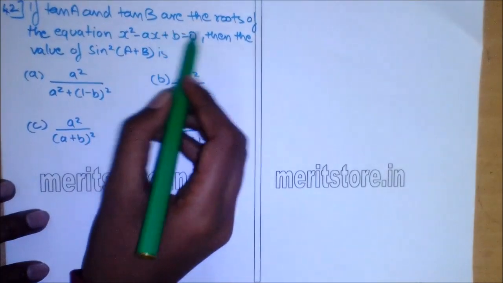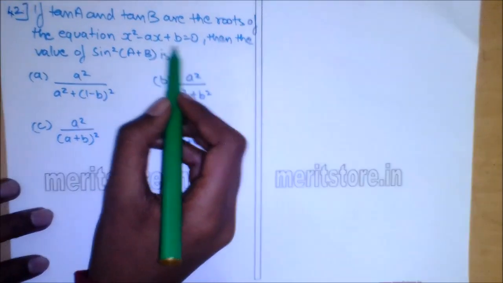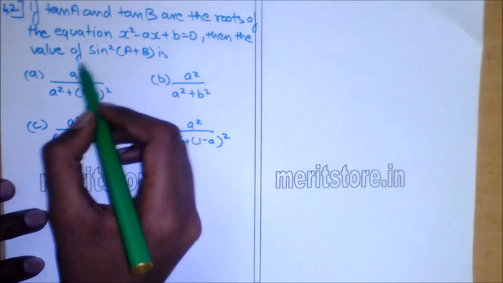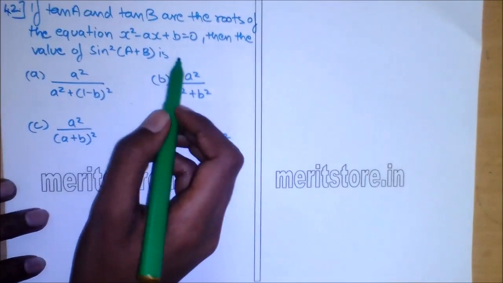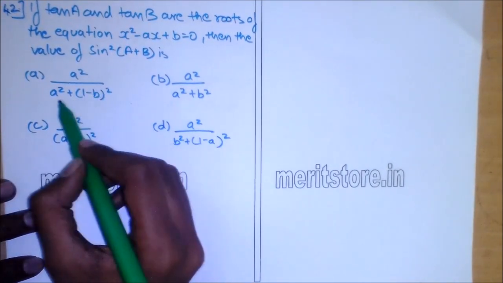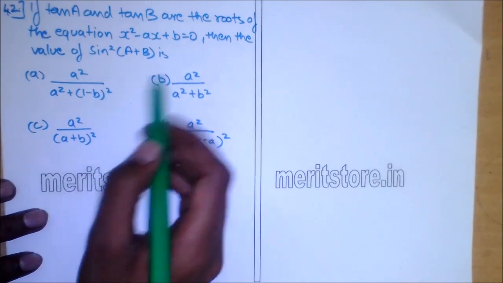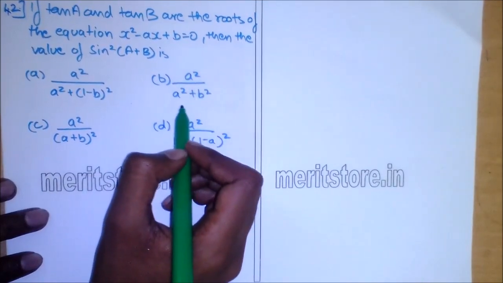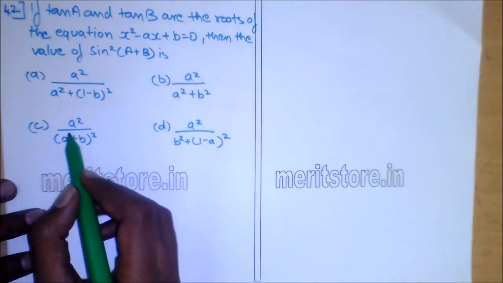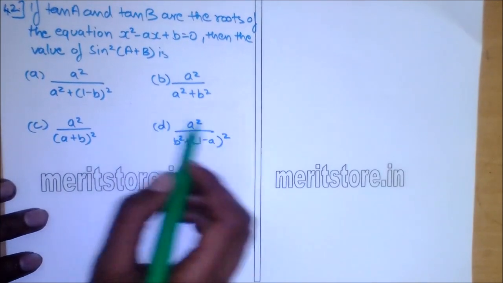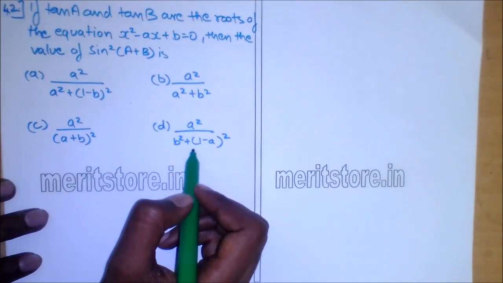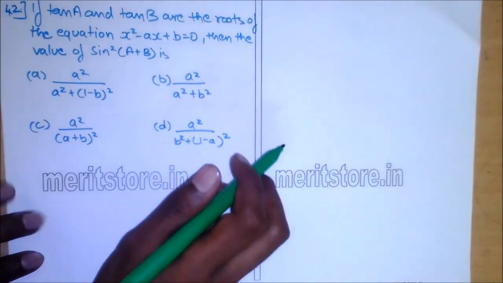If tan A and tan B are the roots of the equation x square minus ax plus b equals 0, then the value of sin square (A plus B) is: the options are a square by a square plus 1 minus b the whole square, b a square by a square plus b square, a square by a plus b the whole square, and a square by b square plus a minus 1 minus a the whole square.